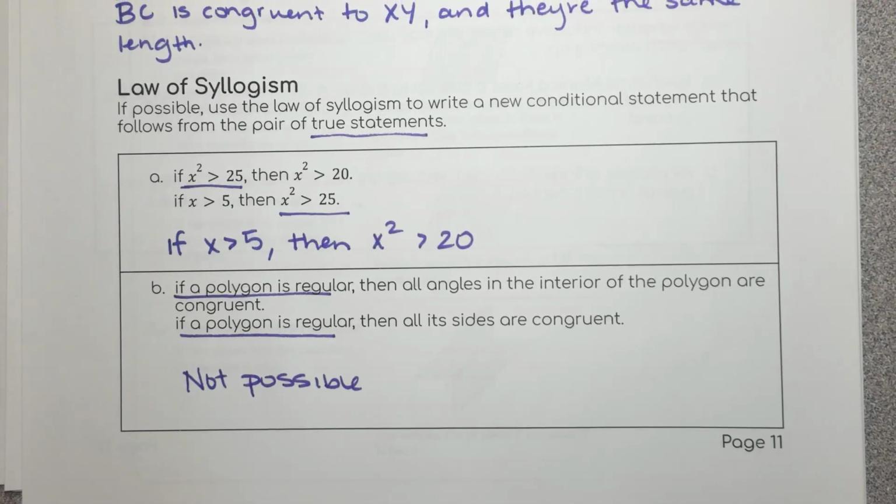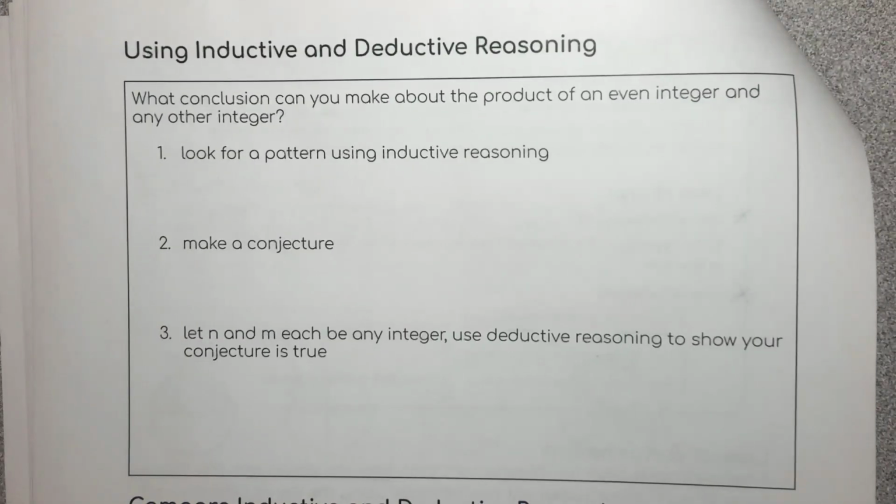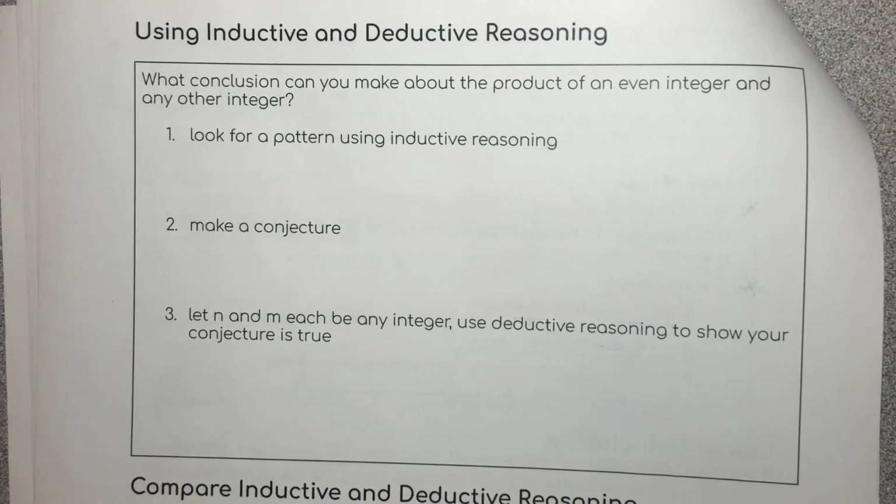So we're going to use inductive and deductive reasoning here. It said, what conclusion can you make about the product of an even integer and any other integer? So we're going to write a couple down so we can see if we can find a pattern.